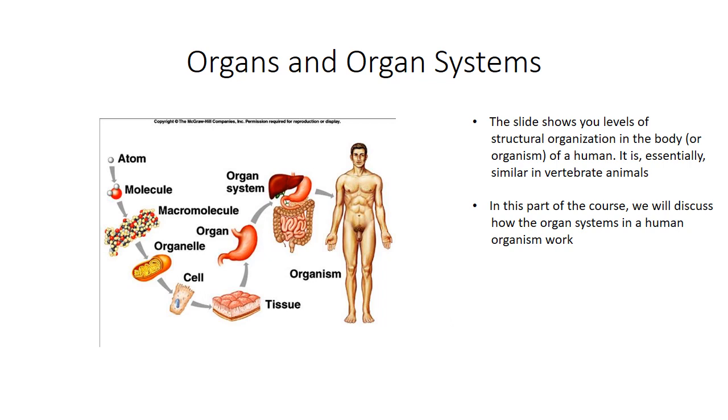And several different organ systems make up the organism or body. In vertebrate animals, this organization is very similar, but in your textbook, the discussion of organ systems and their function is tied to human organisms, so we will discuss how the organ systems in a human organism work.